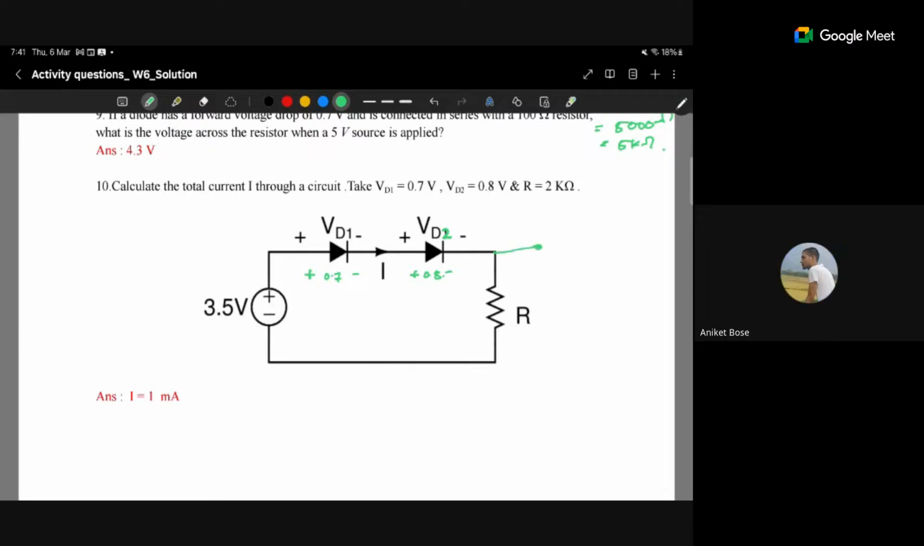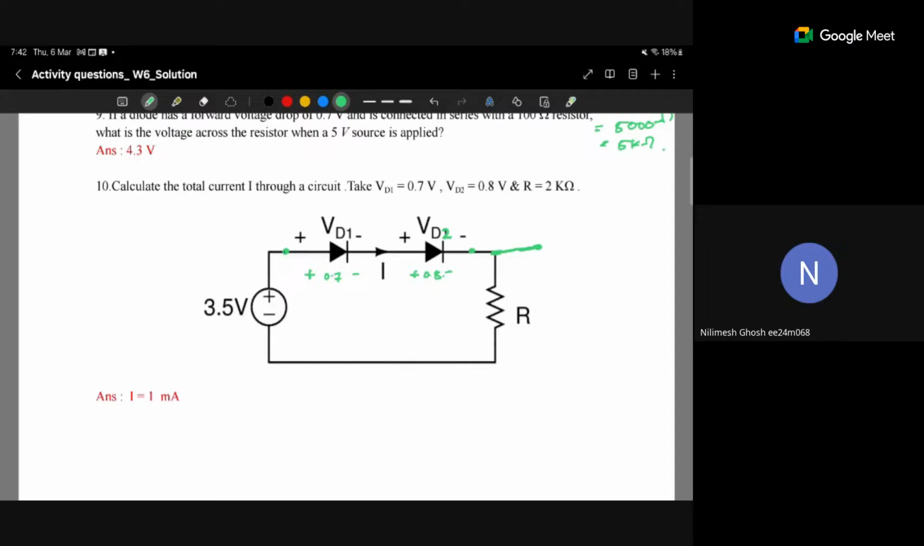On the left side there will be negative and the right side positive. What will be the equivalent voltage here? 2 volt. How? Who can explain why this is 2 volt? Sir, because VD1 and VD2 through the terminals will have a negative of 1.5 volts. Exactly. From here to here, a total of 1.5 volt is dropped because 0.7 plus 0.8, and these voltages are in series, so according to the polarities the voltage will be added. So 3.5 minus 1.5 will be 2. So there will be a voltage drop of 2.